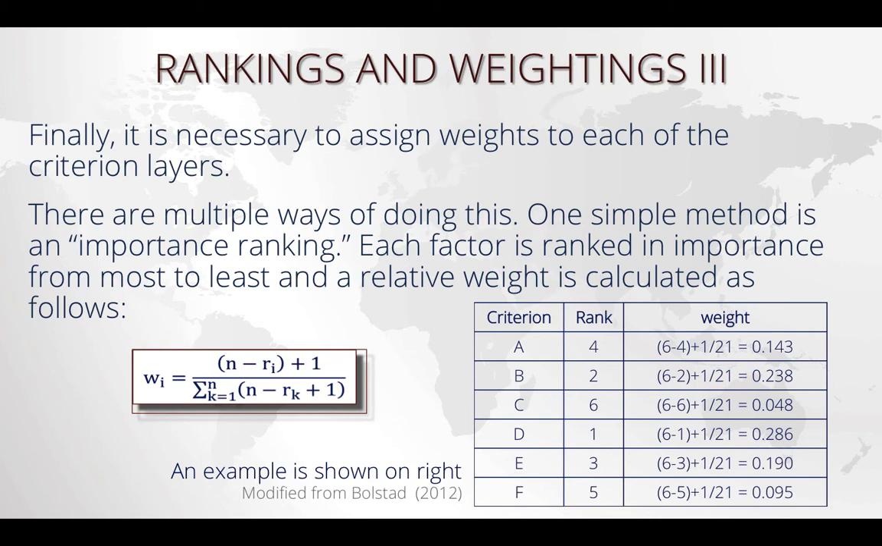Now, the key thing about this is, if you look at all the weights and you sum them up, the weights should sum to 1. So this is just one little simple way of going between relative rankings 1 through n and coming up with an appropriate set of weights that, when summed together, sum to 1.